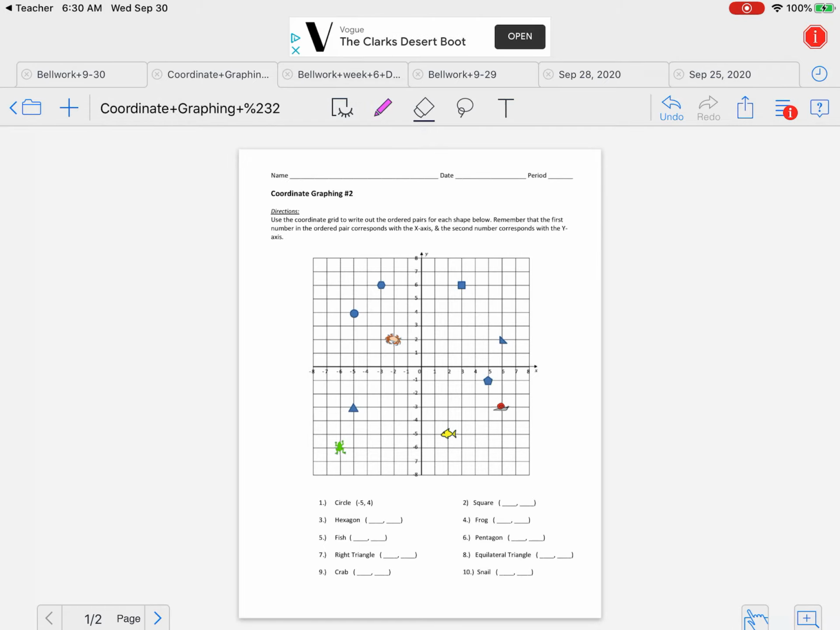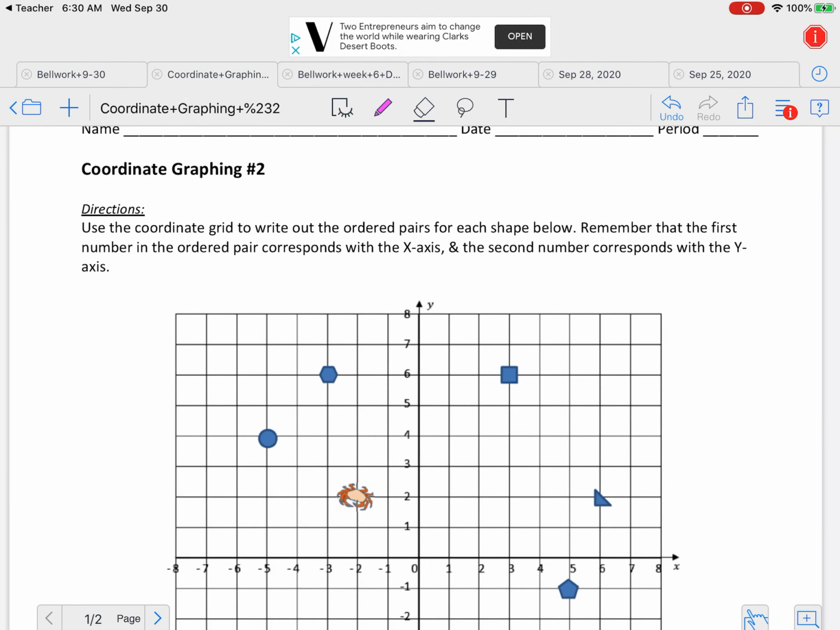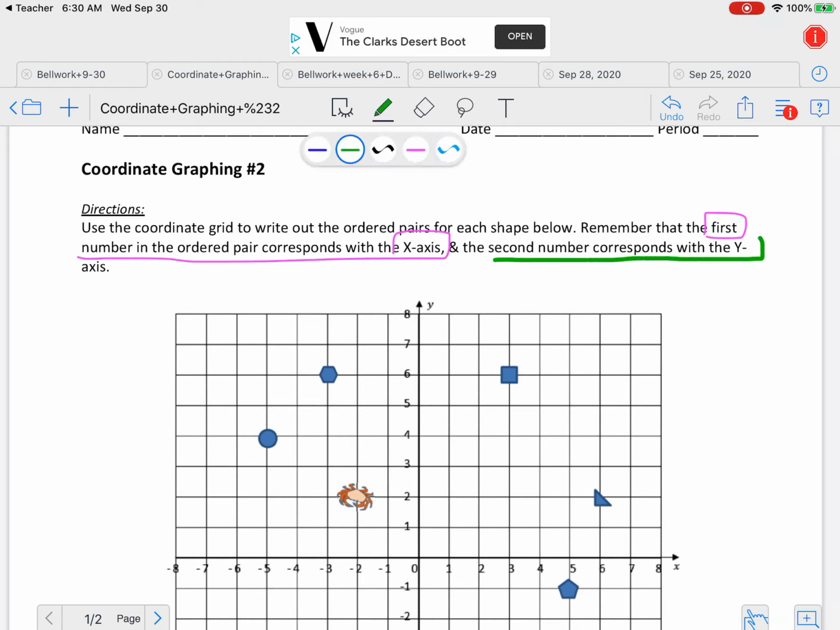For today's assignment, we're going to review coordinate graphing. In the directions, it says we are going to write out the ordered pairs for each one of these shapes in the graph below. It also says, remember, the first number in your ordered pair corresponds with your x-axis, and then the second number corresponds with the y-axis.